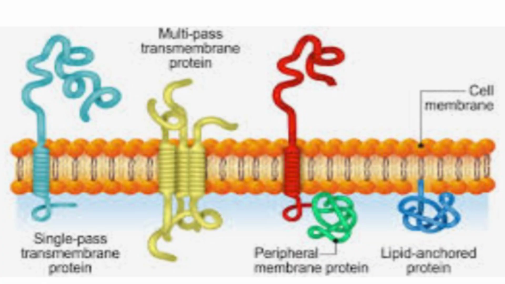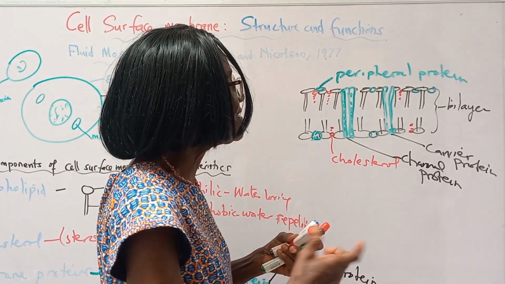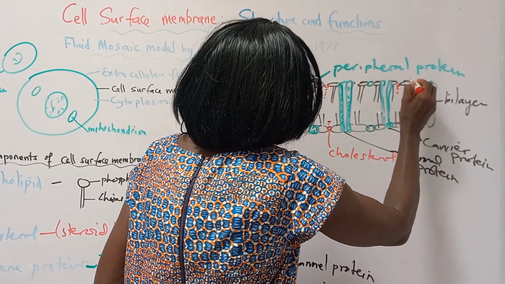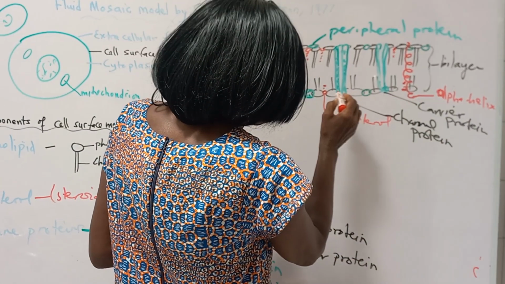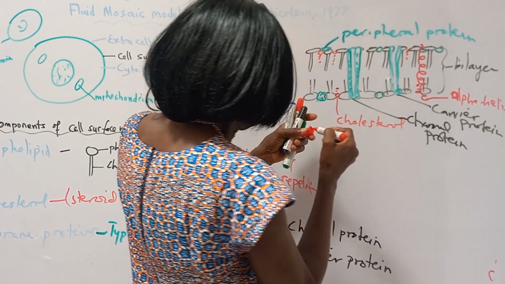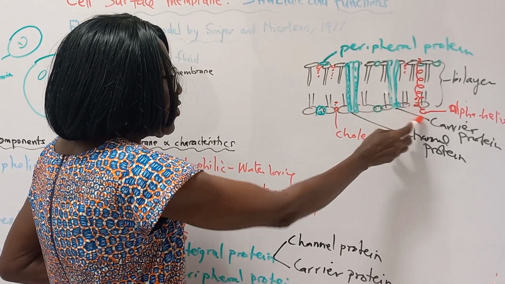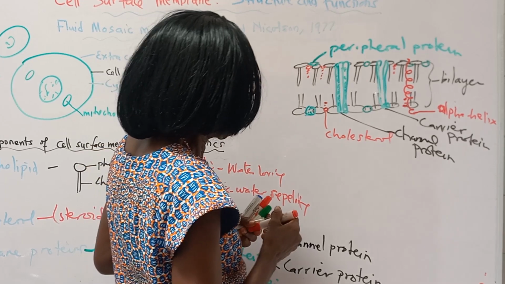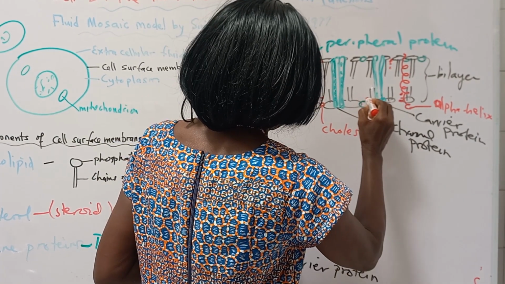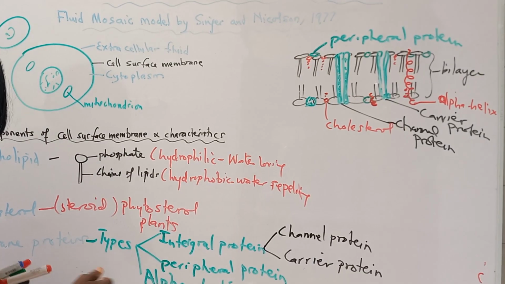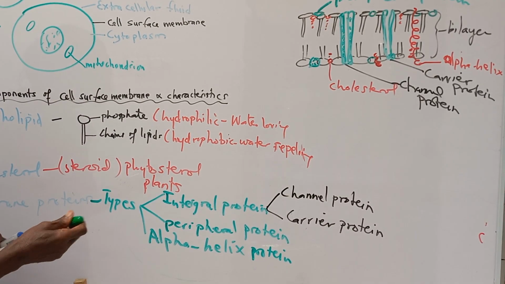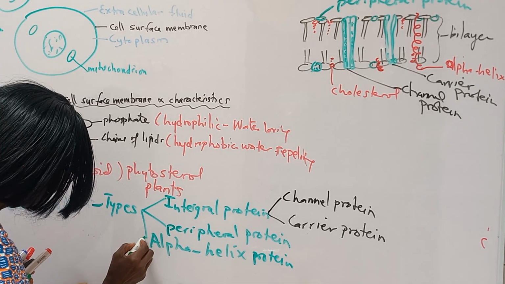There's also protein called alpha helix proteins. Alpha helix proteins are proteins whose amino acids are arranged in helices. So I have protein like this, it's an alpha helix. And these alpha helix proteins, they can be integral, that is, they span along the length of the membrane, or they can be peripheral. So we can have an alpha helix protein as a peripheral membrane protein.